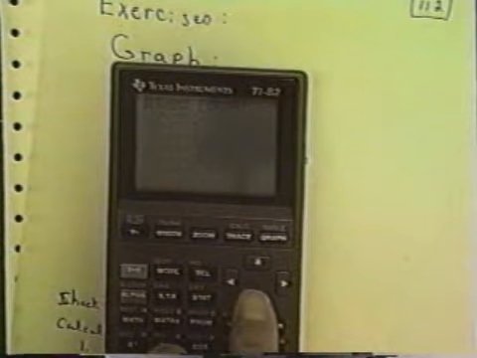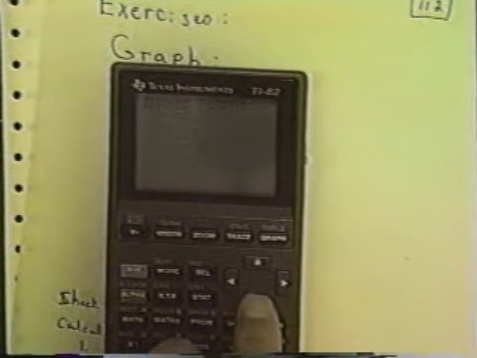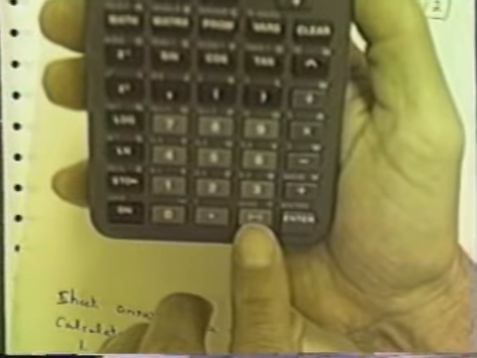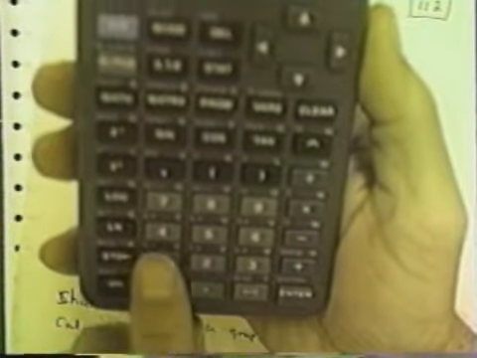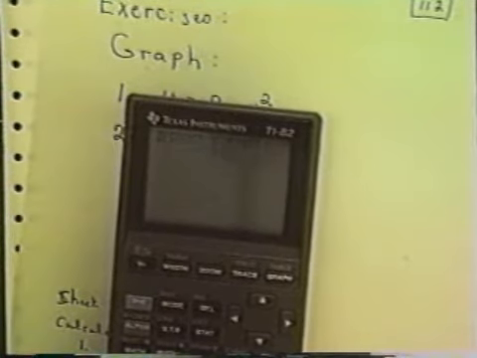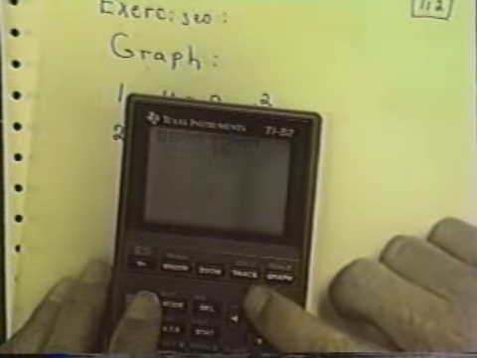So I'm going to hit the down arrow key until I highlight x minimum. And I'm going to write in -10. Now let me show you where the negative key is. The negative key is here. Here is the subtract key. This is the negative key. So I'm going to put in negative 10. So now I have x minimum set at negative 10.